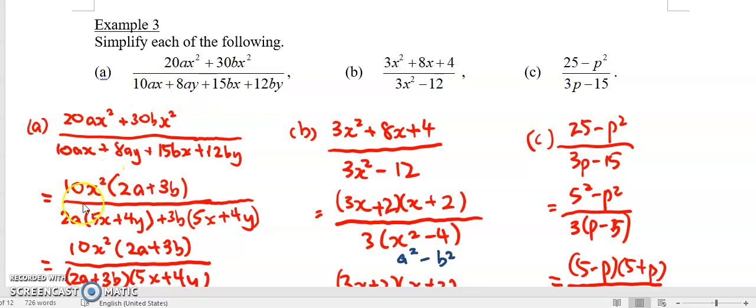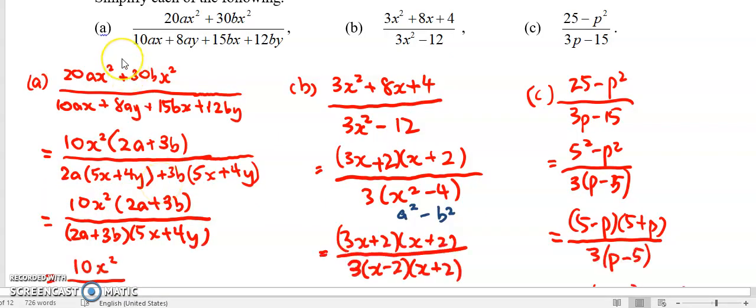Okay, and we'll be left with 10x squared bracket 2a plus 3b. In the denominator, it is a typical expression that you can factorize by grouping. So between the first two terms of 10ax and 8ay, we factorize out 2a. It is a common factor. So we're left with bracket 5x plus 4y. And for the last two terms, 15bx plus 12by, we factorize out 3b. And we will be left with 5x plus 4y in the bracket.